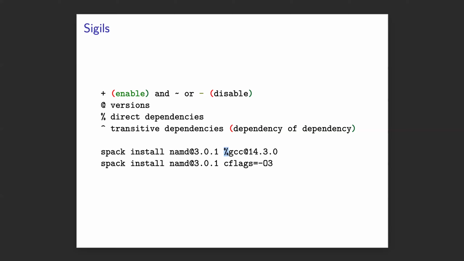You can also have transitive dependencies, which are dependencies of dependencies. So let's say if you want to use a specific version of MPI for everything, you could do that. And you can also even specify specific flags. So let's say I want to build NAMD with a higher level of optimization. So I want optimization level 3. I just add C flags and Spack will build it with a higher level of optimization.